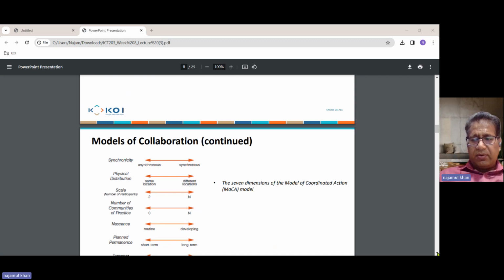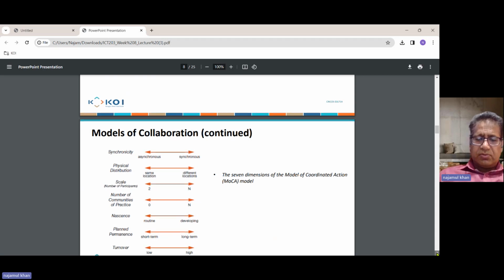So a good designer who is going to design something will have to read something about the seven dimensions of the model of coordinated action. And it helps in terms of how something is being done in terms of collaboration, and what role the designer has. So don't forget, we are speaking from the point of view of a designer. That's what a designer is doing here. So let's move on.